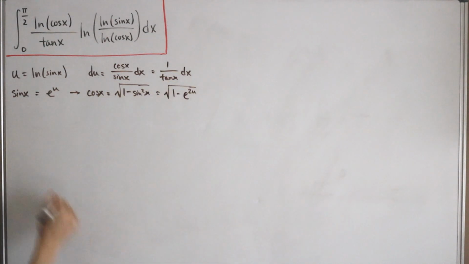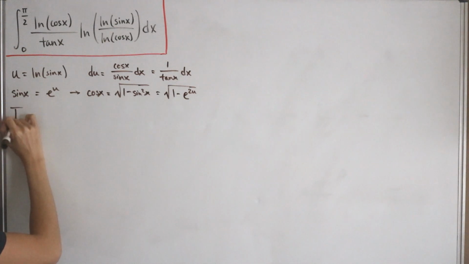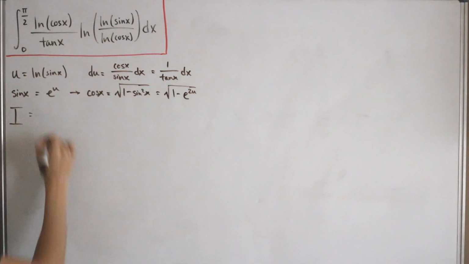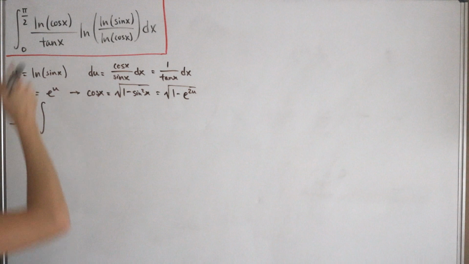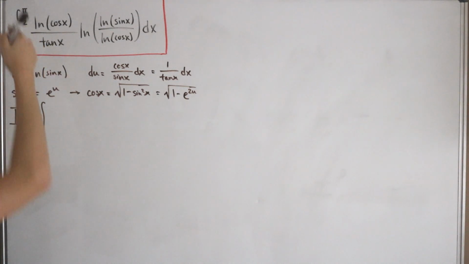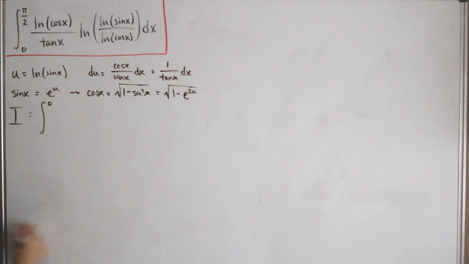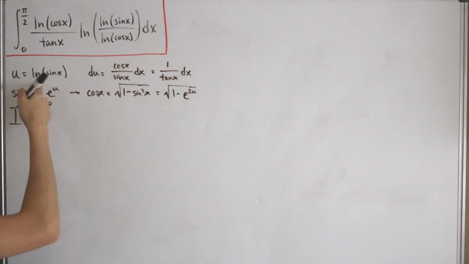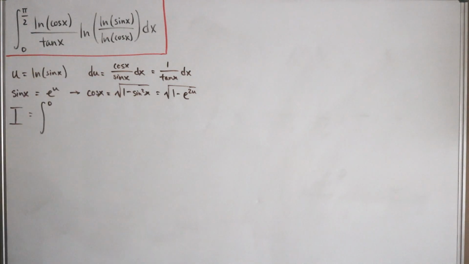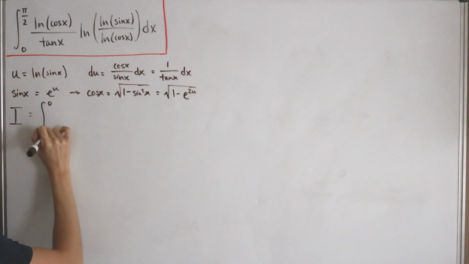Now that we have all that, let's put everything back together, with capital I being our given integral we want to evaluate. We have to change our new bounds, don't forget. If I plug in pi over 2 back into sine, that approaches 0 for the sine of x, and ln of 0 is undefined, so we can say it's approaching negative infinity.